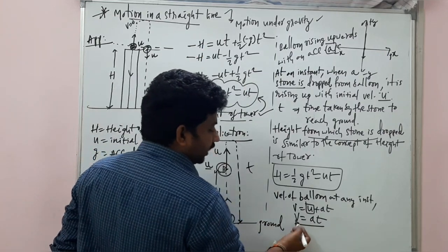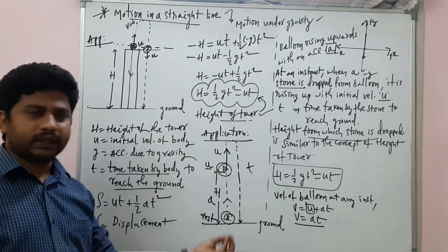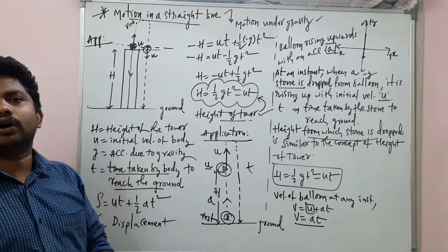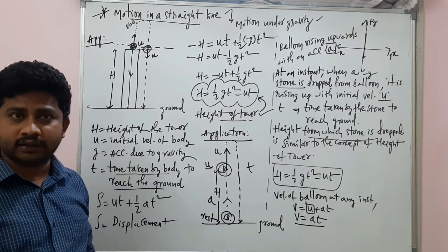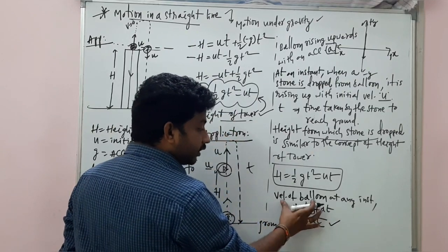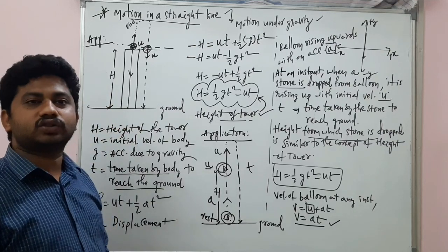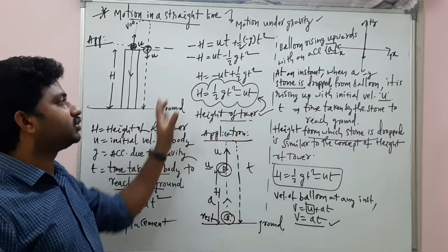v is equal to a t. Because of its own internal gases it is moving, so there is no concept of involvement of acceleration due to gravity over there. So v is equal to a t. This is the formula for velocity of the balloon at any instant. If you know these two things, you can solve whatever questions are based on this.